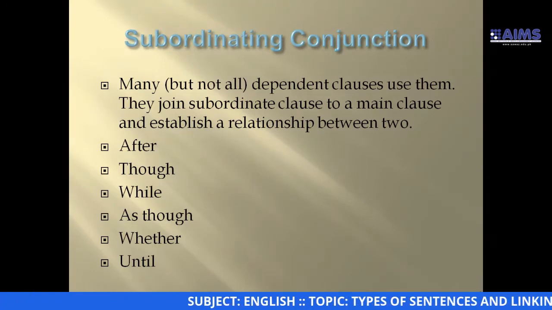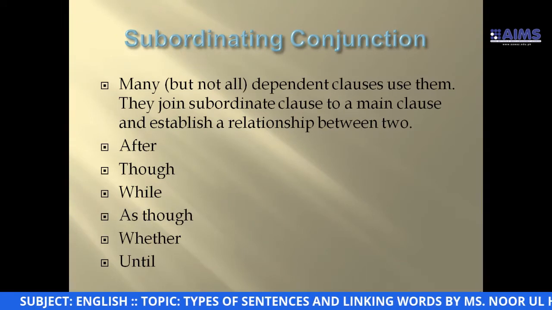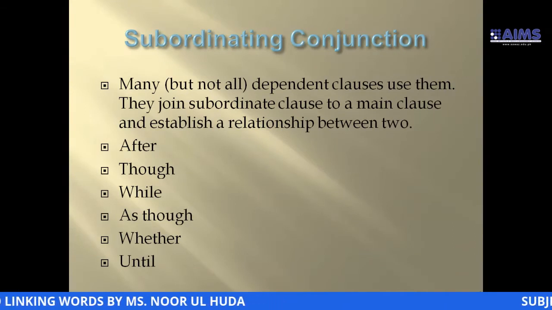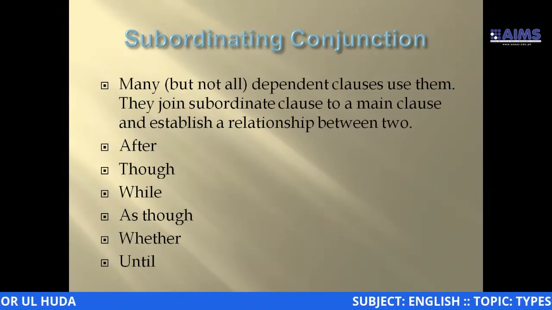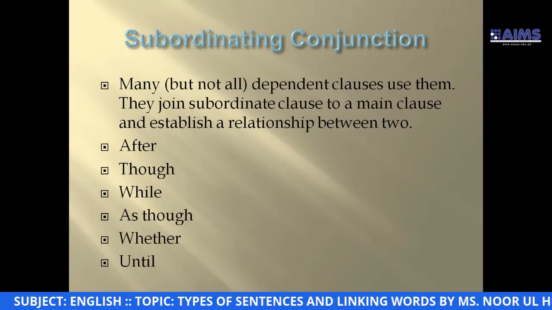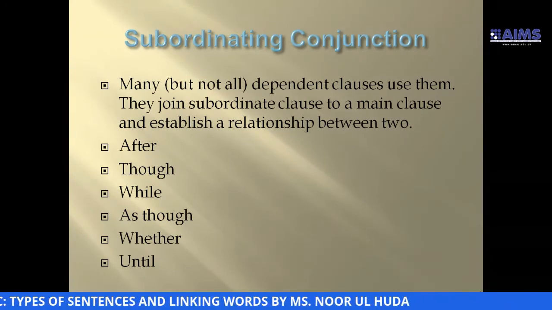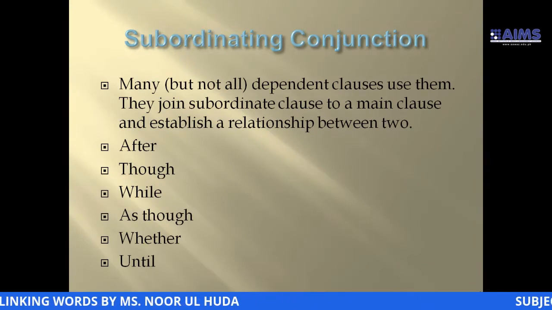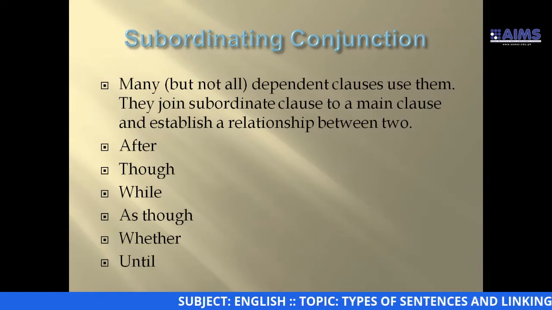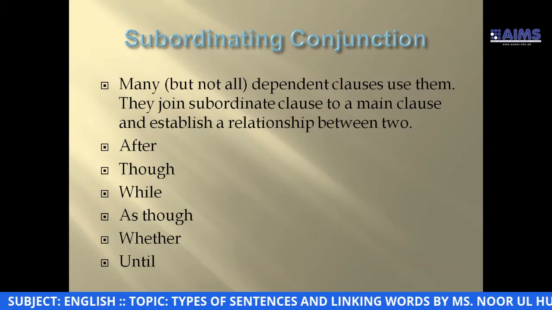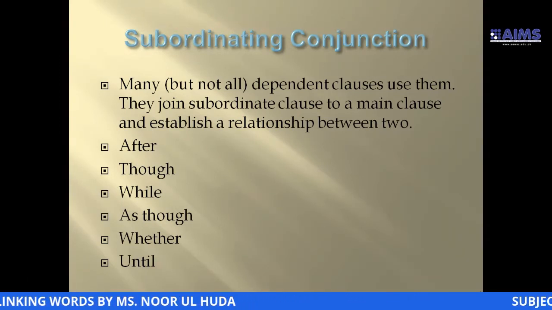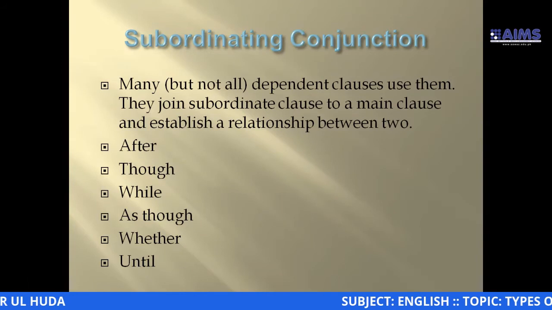Many but not all dependent clauses use them. These are the subordinating conjunctions. Subordinating conjunctions are those conjunctions which make a clause a subordinate clause. A subordinate clause is the same kind of clause as what is called a dependent clause. Subordinate clause and dependent clause are the same thing. So we use subordinating conjunctions to make dependent clauses.